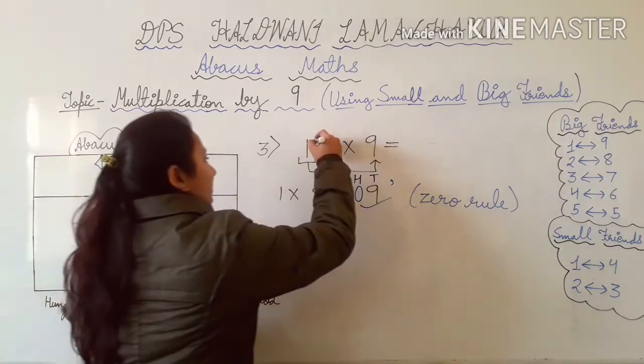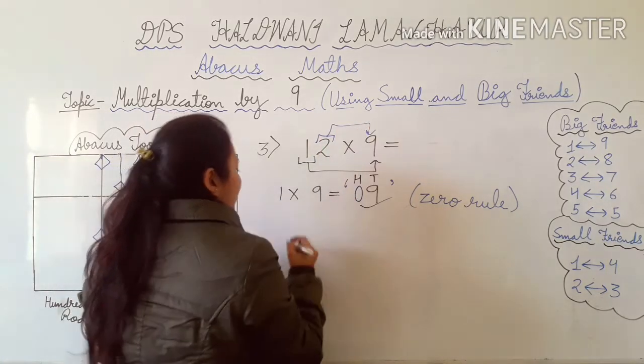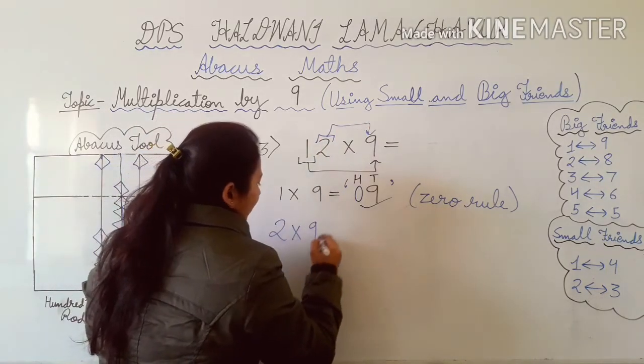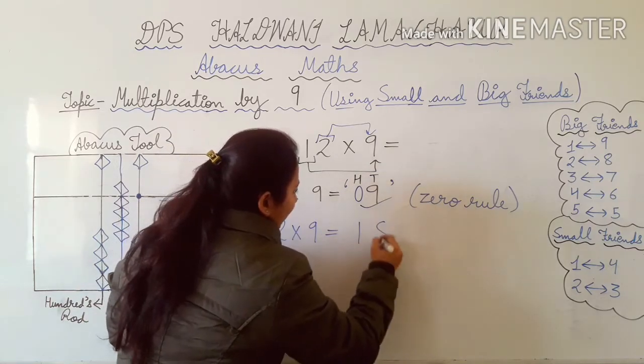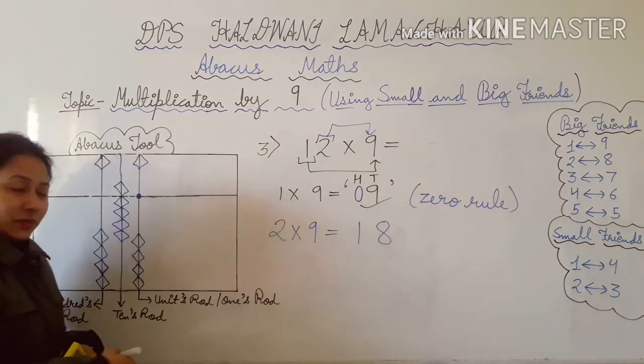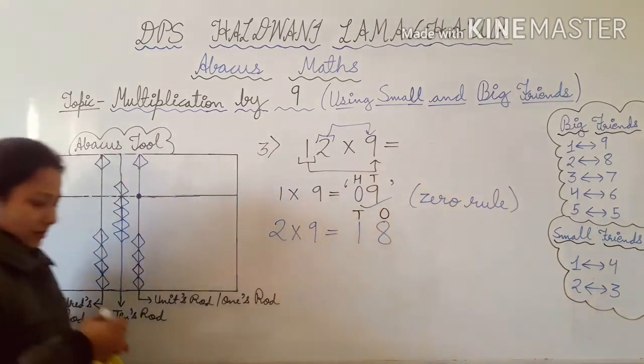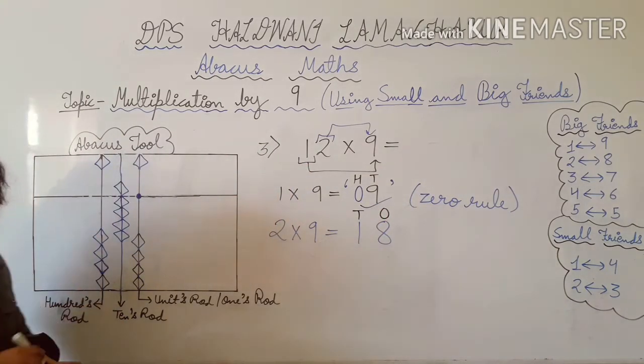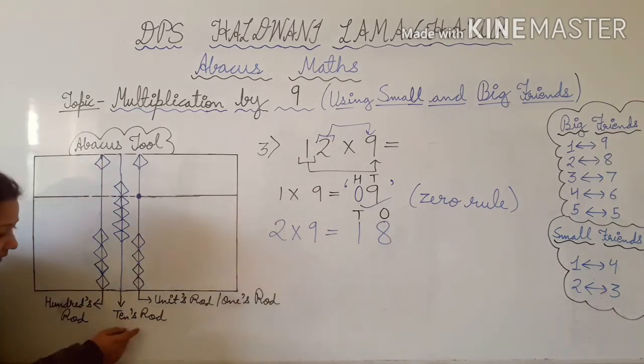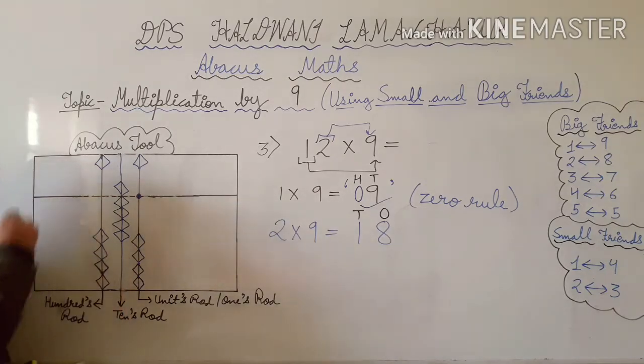Now next multiply the second digit with 9. Now 2 into 9. Now 9 gives 18. Now as you can see, your first digit will go in tens rod and the second will go in ones rod. Now 1 in tens rod. Now how will you add 1 in tens rod? See, no bead is there.